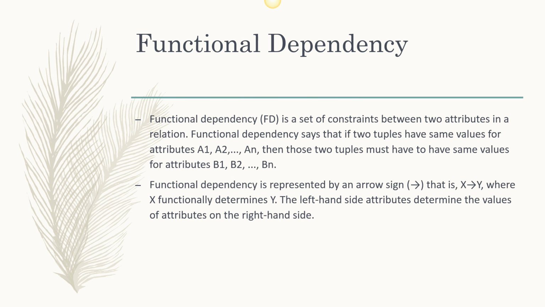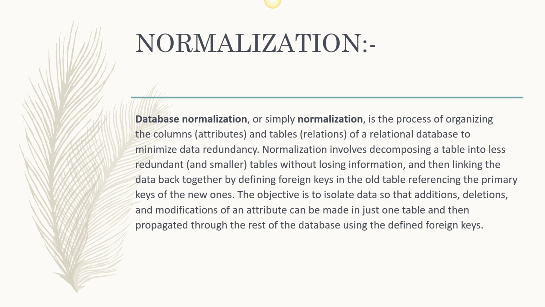Functional dependency. A functional dependency is a set of constraints between two attributes in a relation. A functional dependency says that if two tuples have the same value for attributes a1, a2 and so on up to an, then those two tuples must have the same values for attributes b1, b2 and so on up to bn. A functional dependency is represented by an arrow, x to y, where x functionally determines y. The left-hand side attributes determine the value of the attributes on the right-hand side.